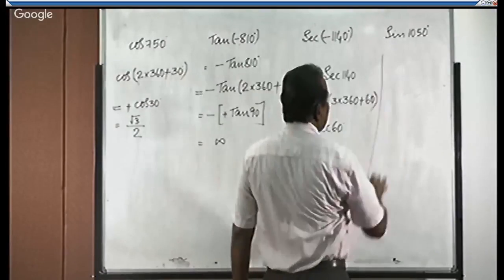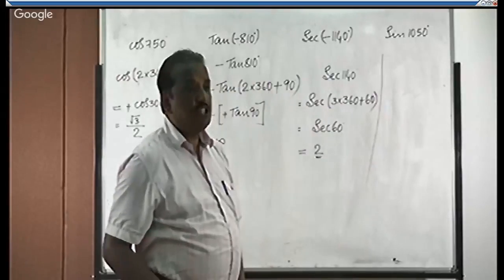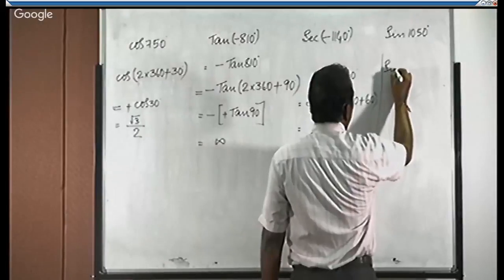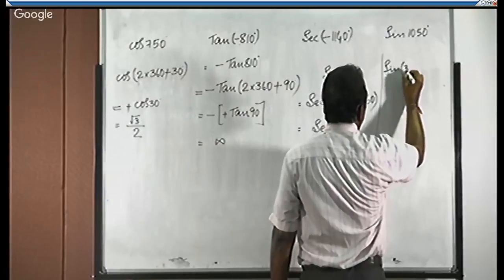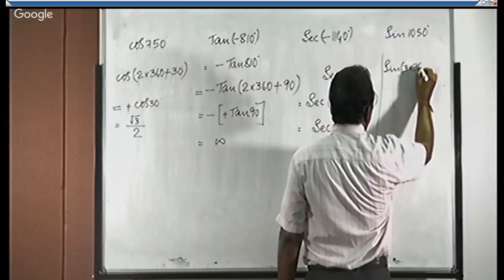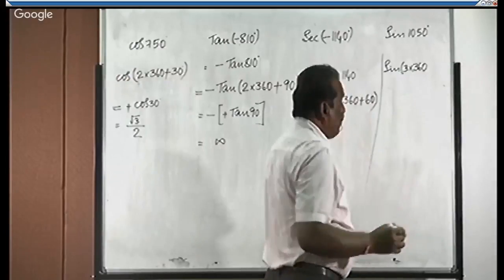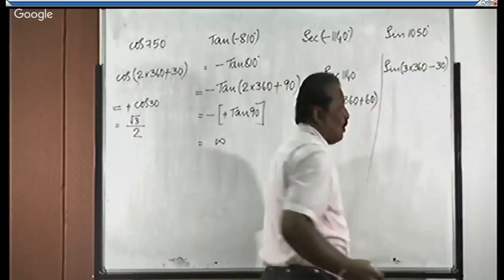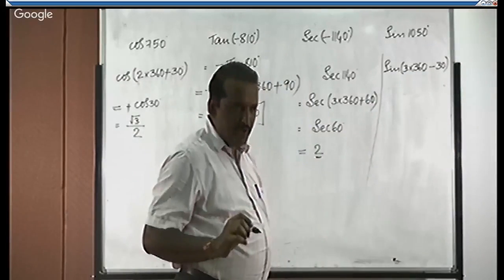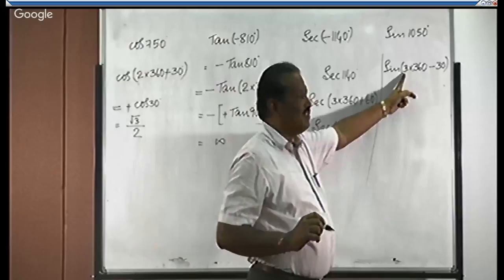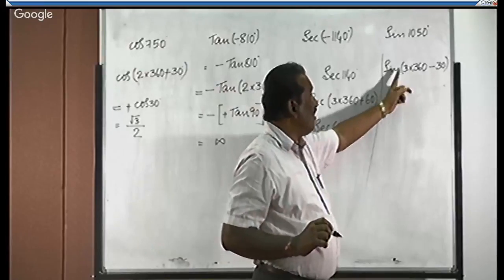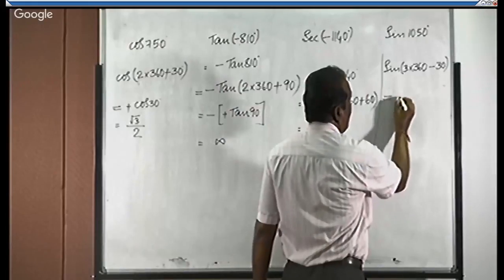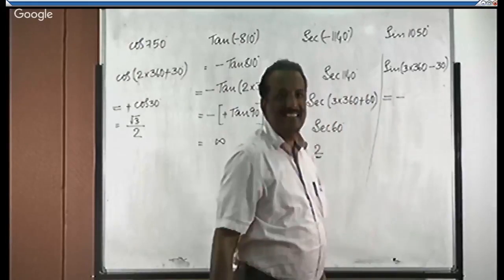Then one more is sine of 1050. 1050 you can rewrite as 3 into 360, 1080. 1080 minus 30 will give the 1050. According to our convention, forget the multiple of 360. Read it as sine of 360 minus theta. 360 minus theta is coming under the fourth quadrant, where sine is negative.